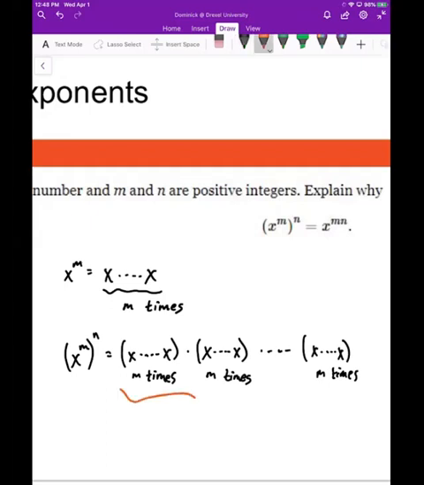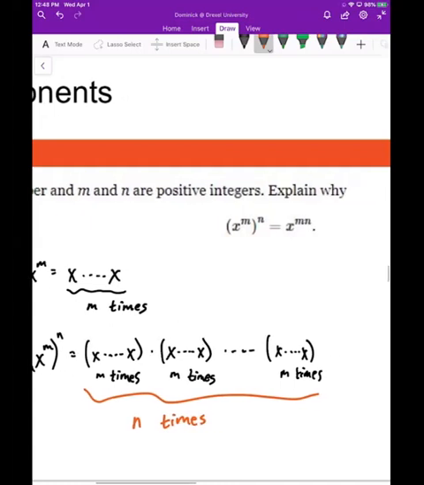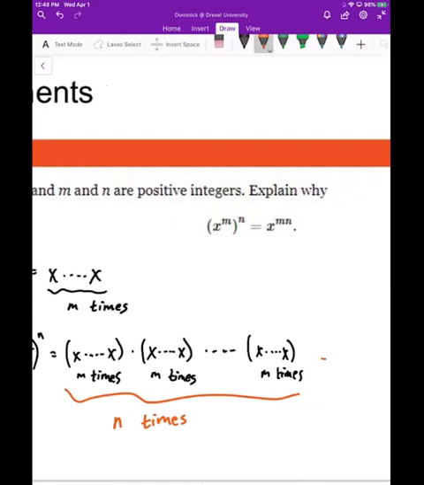Okay, so we have these m times happening n times. So of course, how do we combine them? How many total do you have? Well, you have n groups of m, so this is n times m times. And of course, how can we say that? This is x to the n, sorry, to the m to the n. All right, but of course, multiplication works both ways, so you could switch that if you really wanted to.